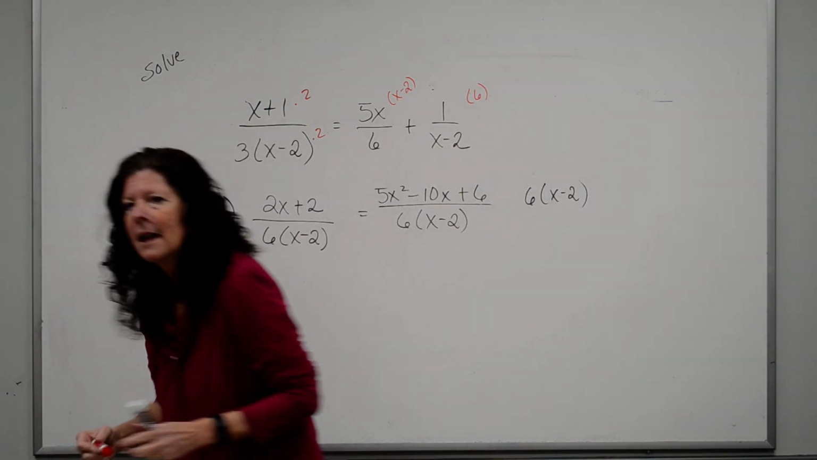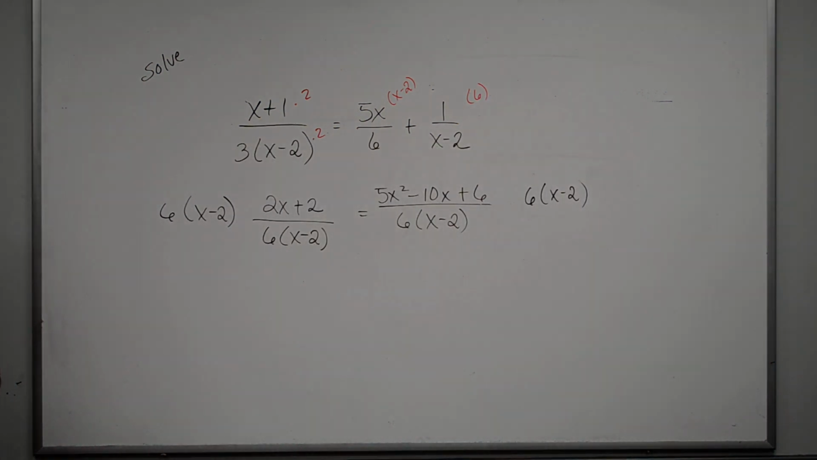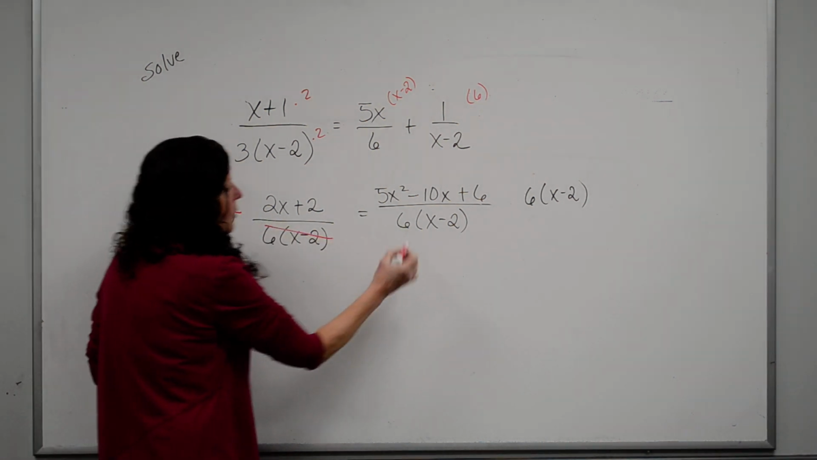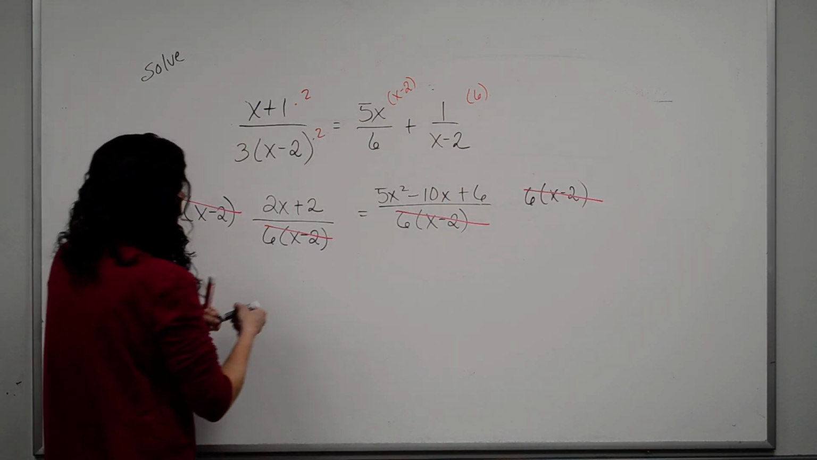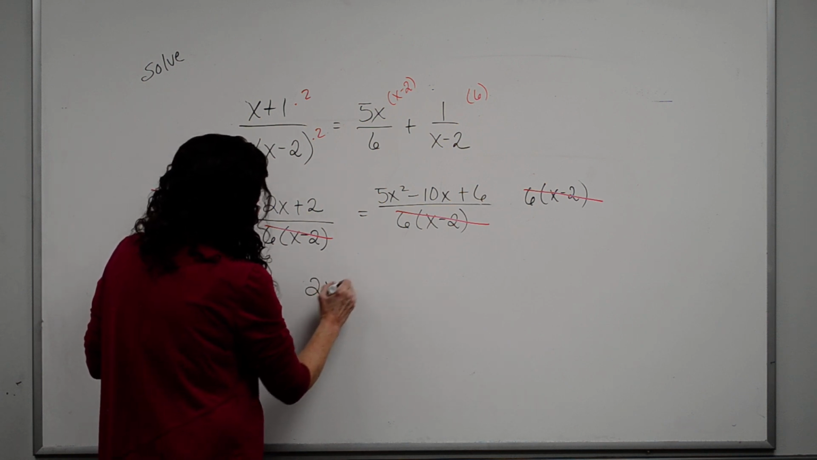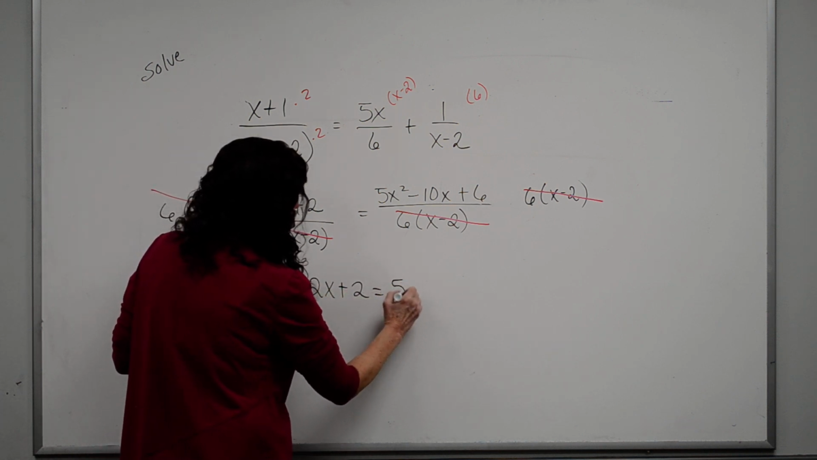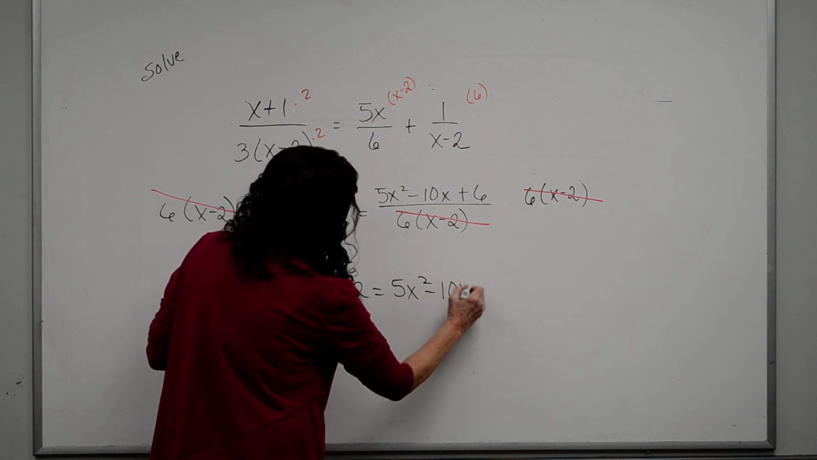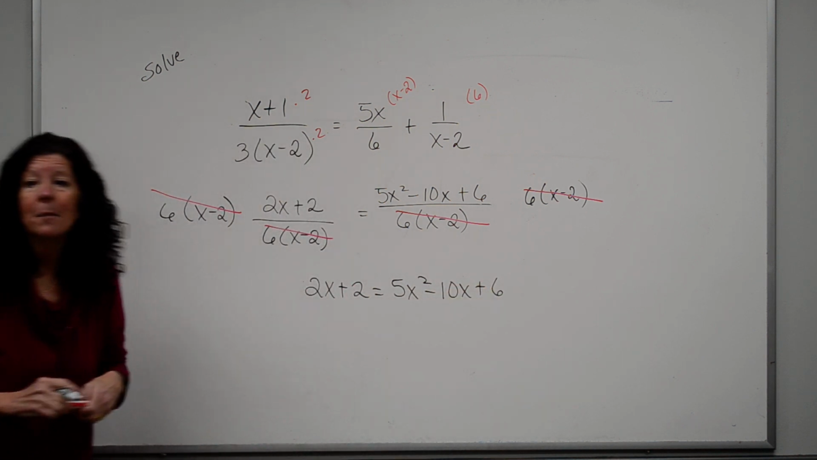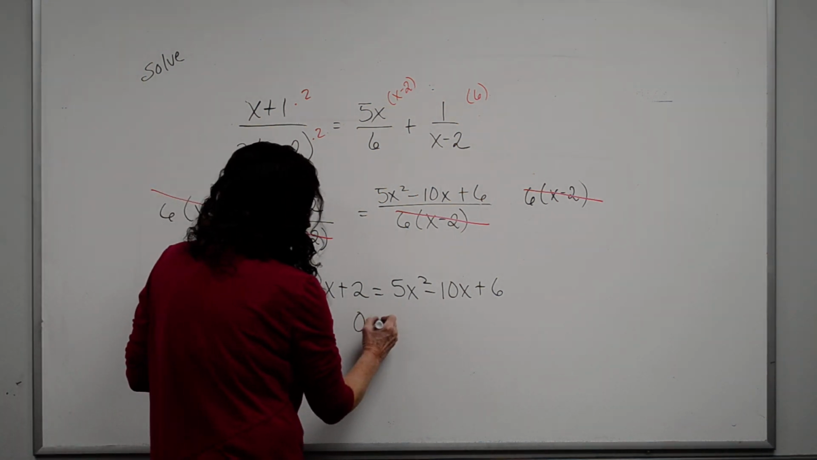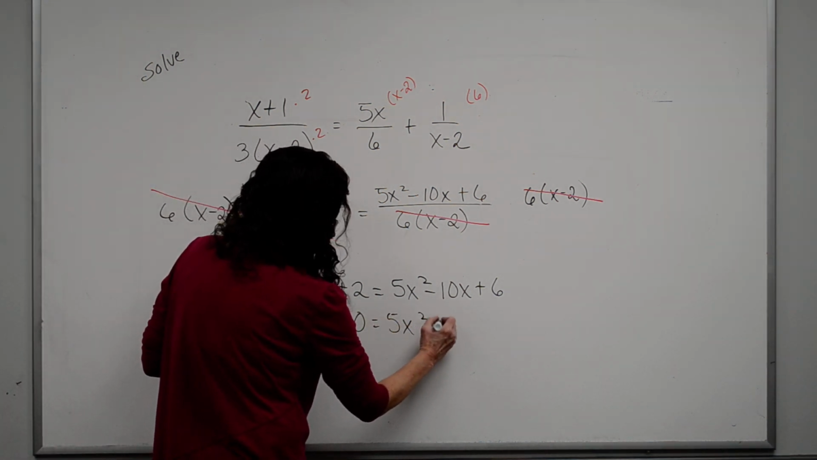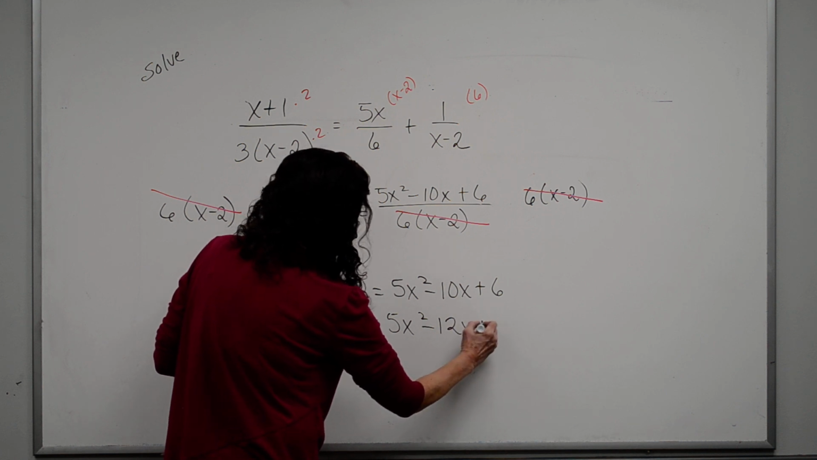Well, if I am multiplying and dividing by the same thing, what happens to it? Goes away. It's equal to 1. So that and that go away. That and that go away. Leaving me with just 2x plus 2 equals 5x squared minus 10x plus 6. Well, now I've got to bring everything over to one side because I've got an x squared. So when I do that, I'm going to have 0 is equal to 5x squared minus 12x plus 4.